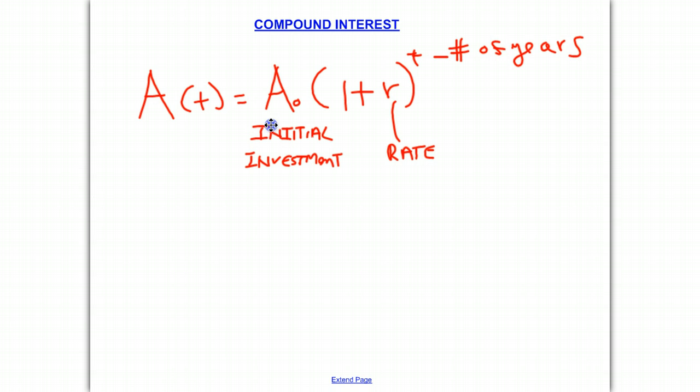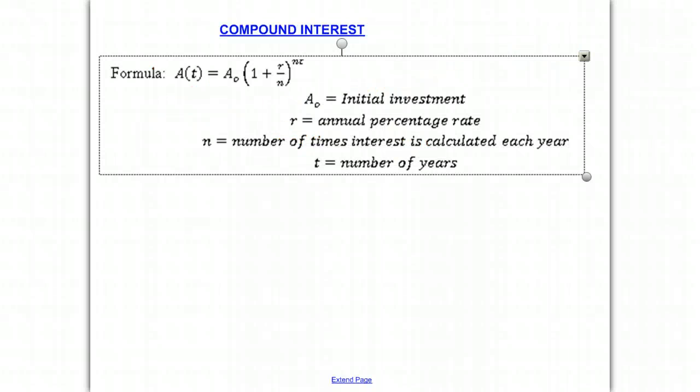What happens if we want to compound this semi-annually, twice a year, or quarterly, which is 4 times a year, or monthly, 12 times a year? And that's when this gets a little more complicated. And so our formula is going to get just a little bit more complicated. And here it is. And then we'll explain what it means in a minute.